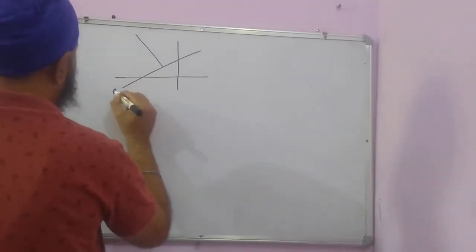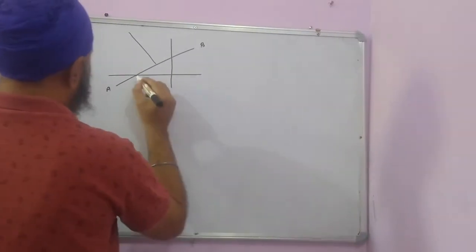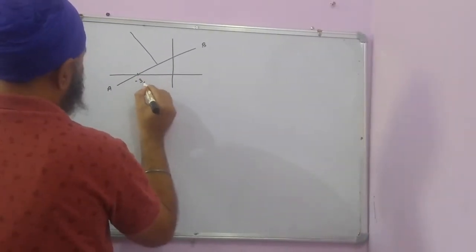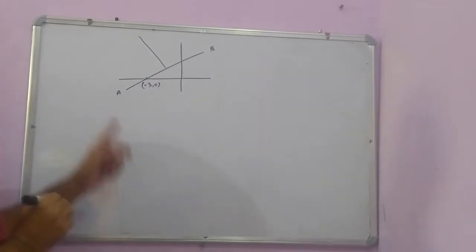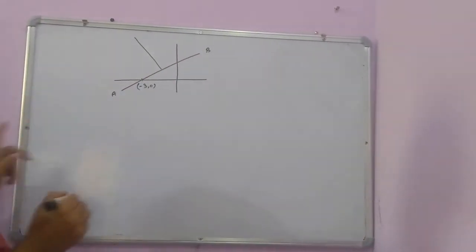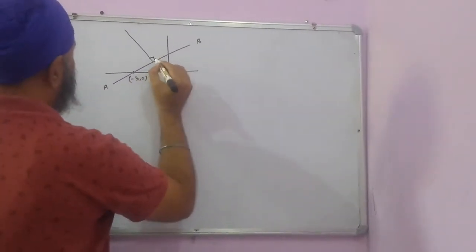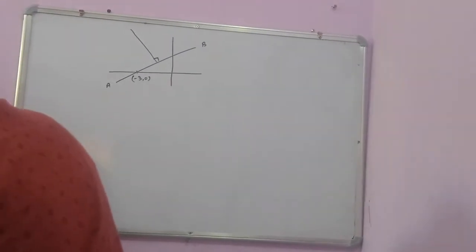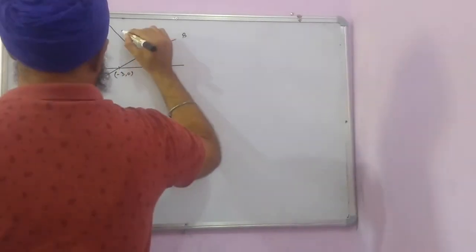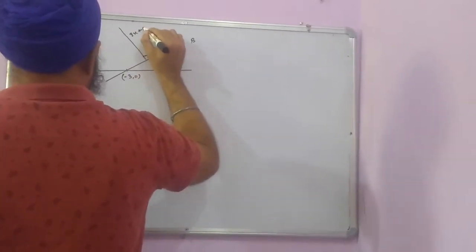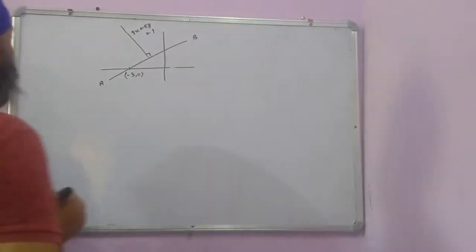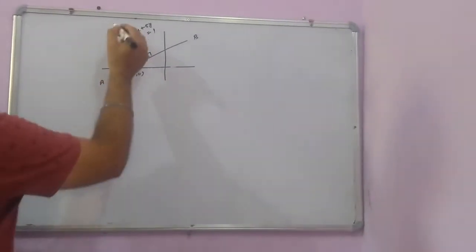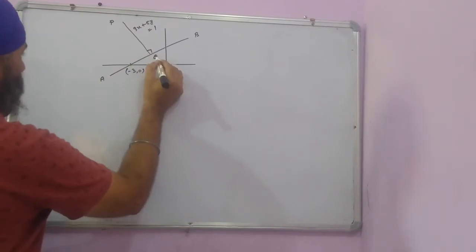The required line is AB. It has x-intercept minus 3, so this line is passing through (minus 3, 0). And this line is perpendicular to the given line 3x plus 5y equal to 1. Let this line be PQ.